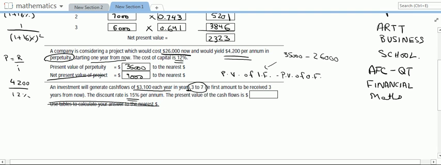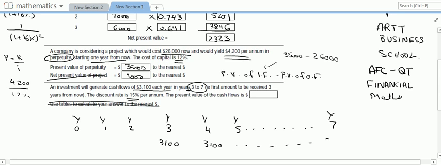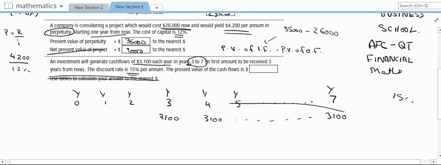First, let us have a timeline for this. Year 0, year 1, year 2, year 3, year 4, year 5, and so on till year number 7. An investment will generate cash flows of 3,100 each year in years 3 to 7. 3,100, 3,100, 3,100 and 3,100, so on till year 7. The discount rate is 15%. The present value of the cash flows. You actually have to bring all of these cash flows to year number 0.